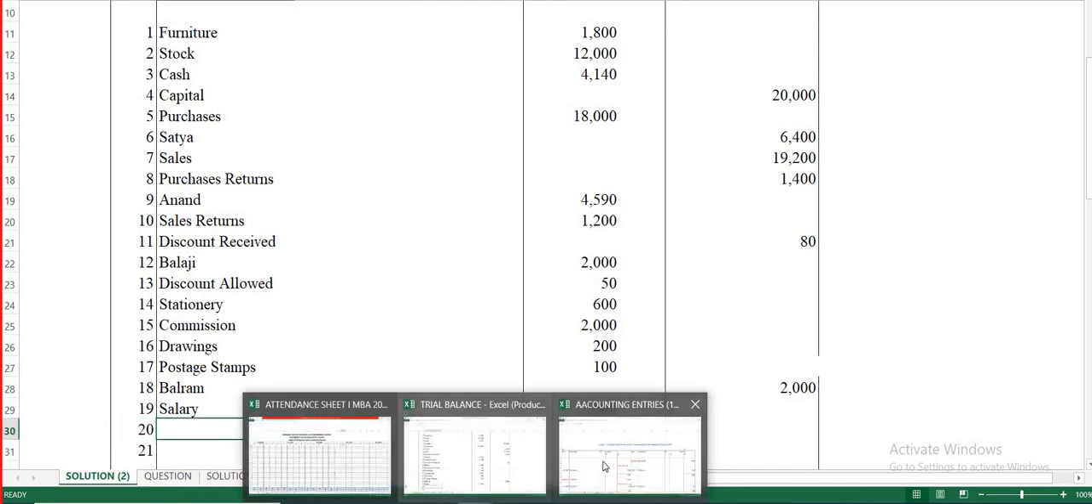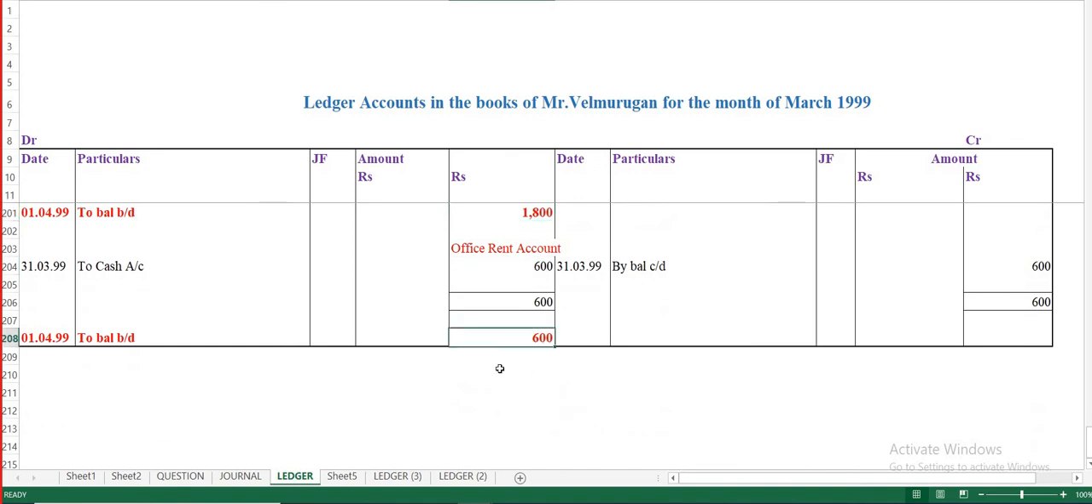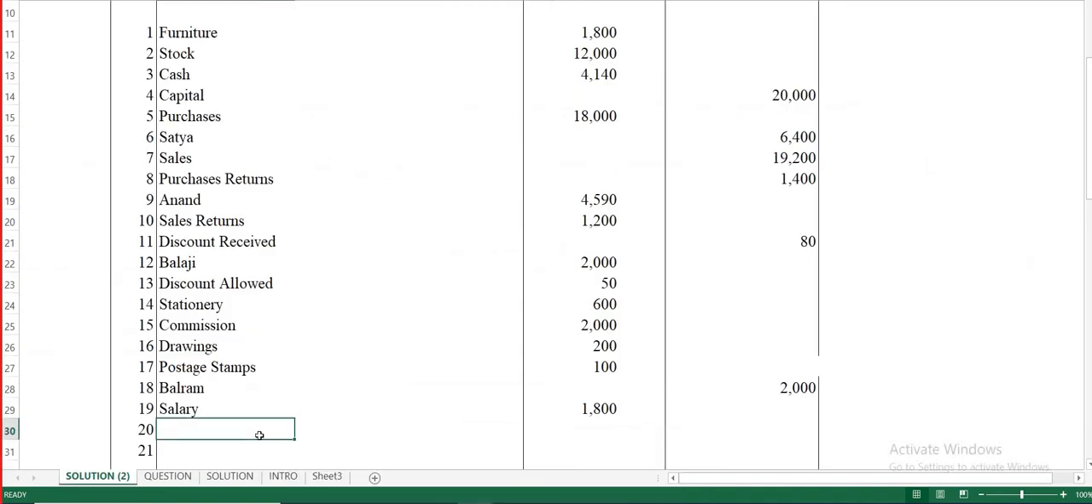Under the trial balance, next, moving to the office rent, which is the last item. Office rent again has a balance on the debit side. So the debit balance, office rent 600, has to be entered in the debit column.